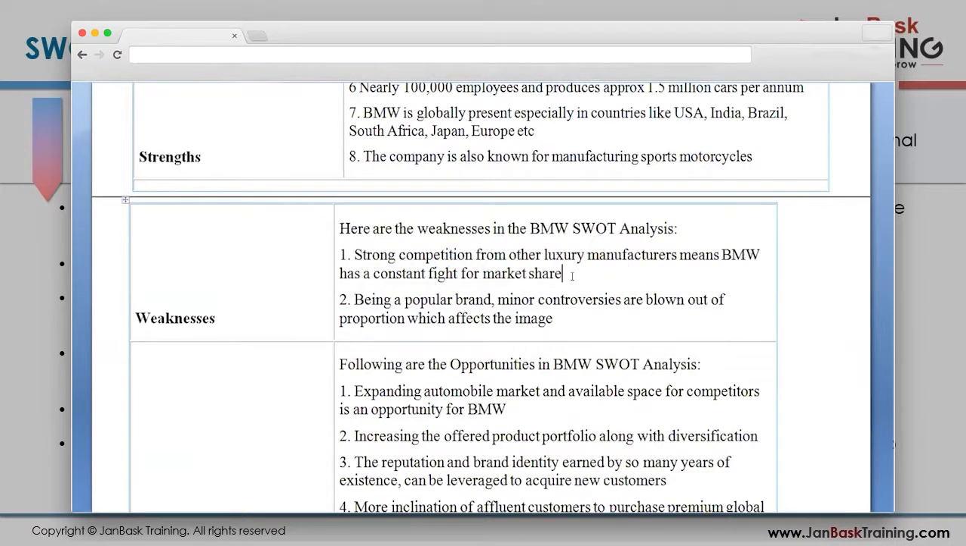Like BMW is having a competition with Audi, Tesla, Jaguar, Land Rover, and multiple other brands in the market that are strong competitors, equally good and in demand in the luxury segment as well. The other one is being a popular brand: minor conversations are blown out of proportion and affect the image. So you need to make sure who your brand ambassador is and what ideology he follows. There should not be any negativity going out for the company, or any weaknesses that come in for popular brands like that.